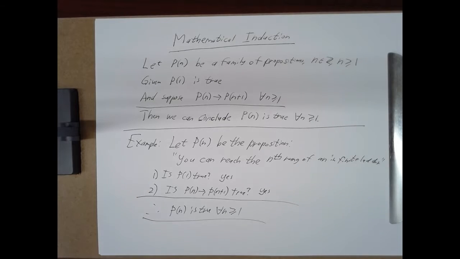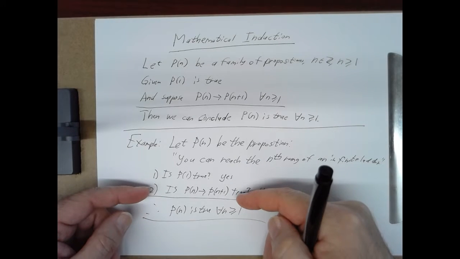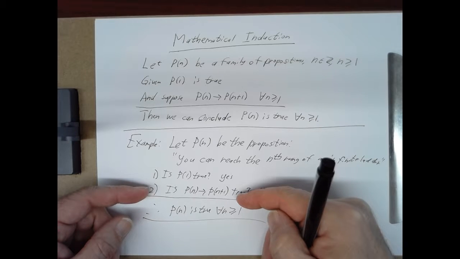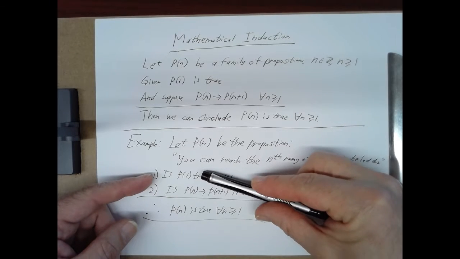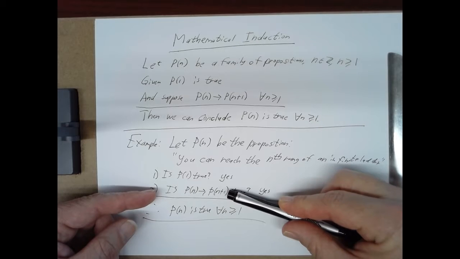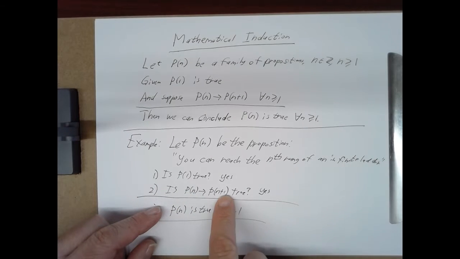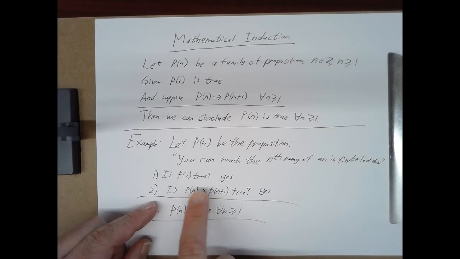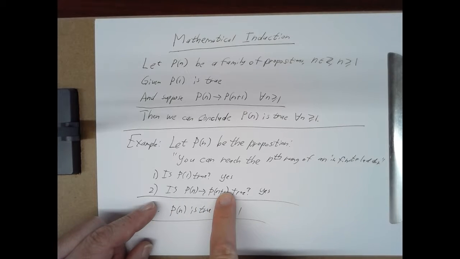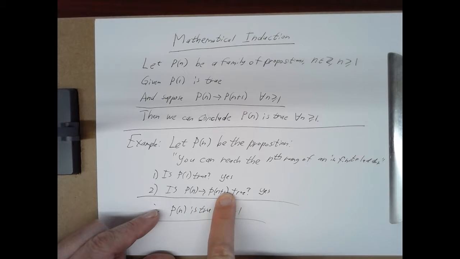Casually speaking, if you want to know that P of 100 is true, and you know these two things, you can do this in 100 steps. We start off by saying P of 1 is true, and then we apply this statement and say, since P of 1 is true, P of 2 is true. And then we do that again. Since P of 2 is true, P of 3 is true. And since P of 3 is true, P of 4 is true. And we know in our hearts that if we do this 99 or 100 times, eventually we'll be able to show that P of 100 is true.